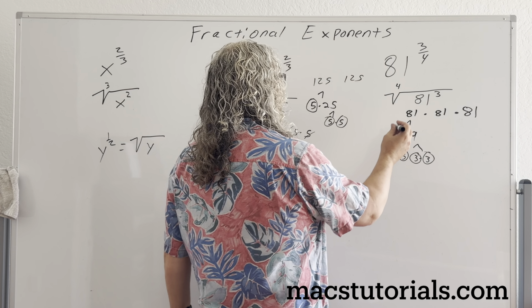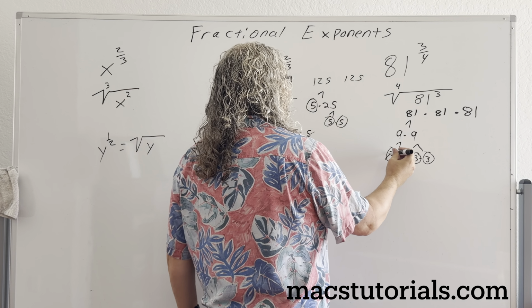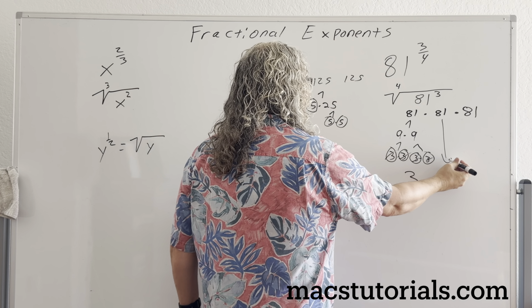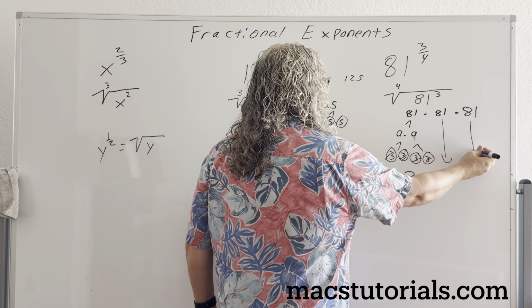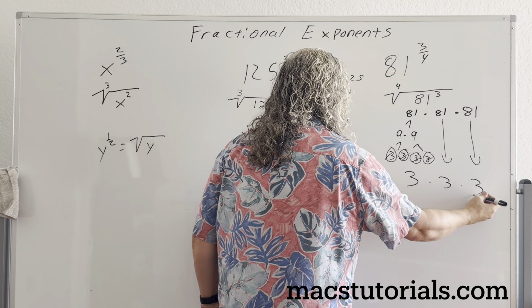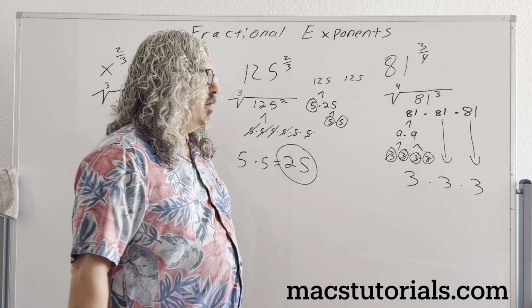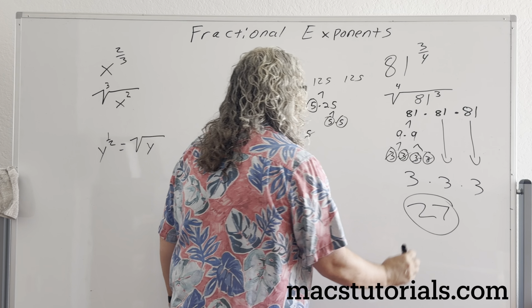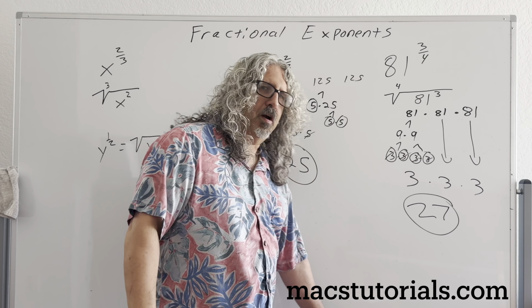Well, let's just do one of them. What's the 4th root of 81? Well, 1, 2, 3, 4. The answer is 3. But then this 81 will also give me a 3, and this 81 will also give me a 3. So 3 times 3 is 9. 9 times 3 is 27. And I apologize, I'm writing a little sideways.